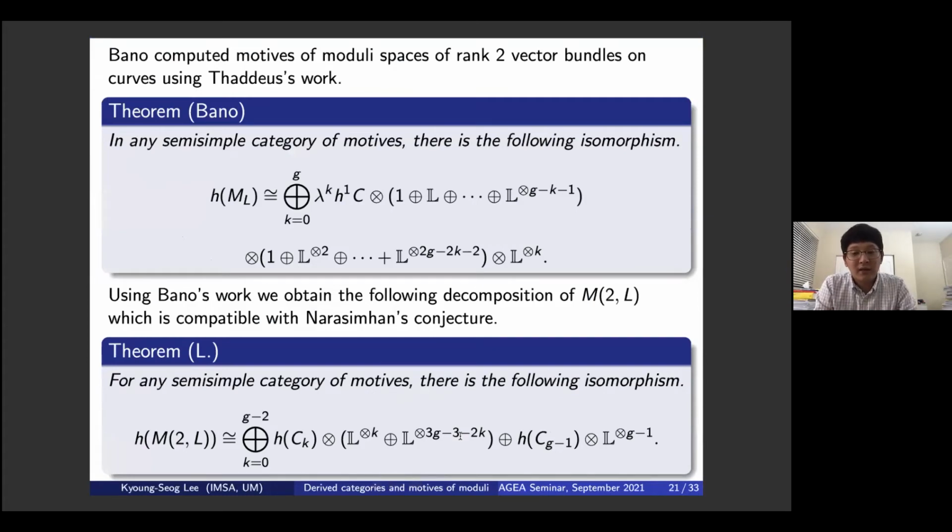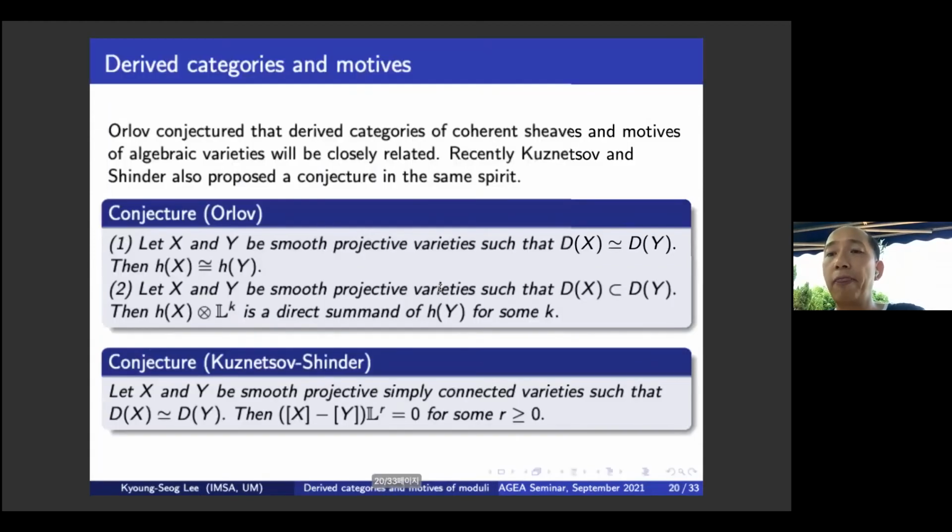So, okay, then the moduli space. Can I ask you a question? If the derived category of X sits inside the derived category of Y already, and you also know that they have the same motive, does it imply that they are equivalent categories? The derived categories are the same?